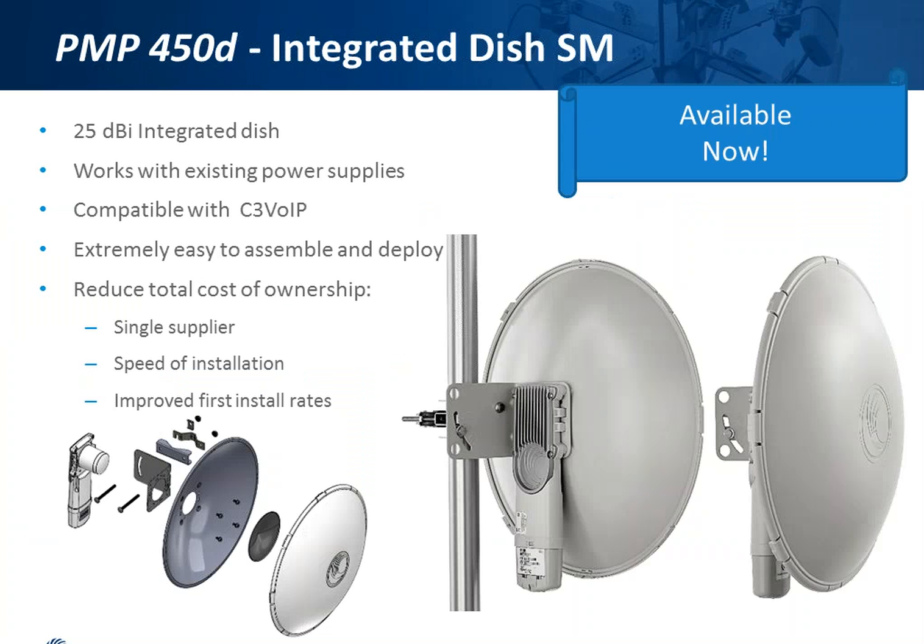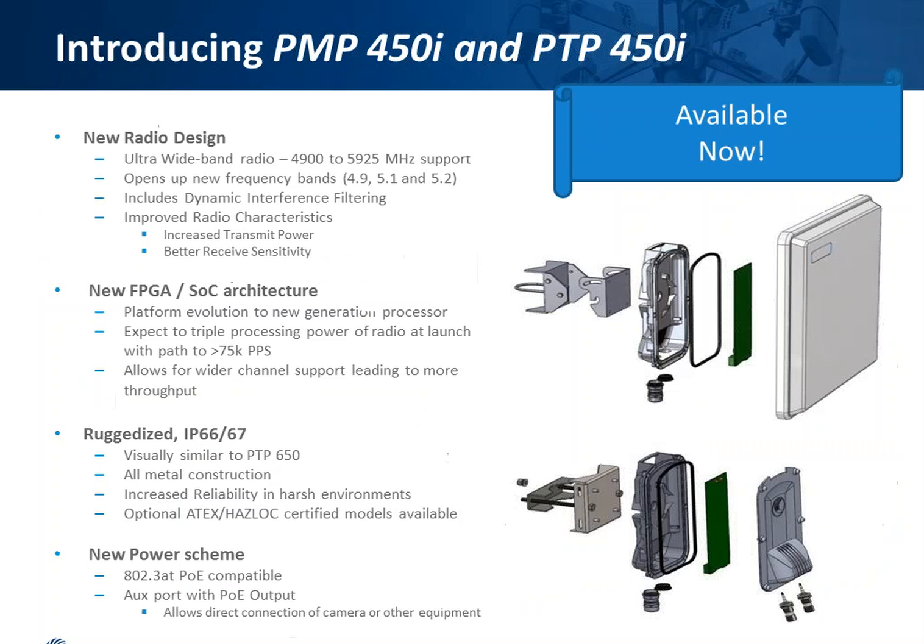So the 450D, just to quickly go through the new products so that you become familiar with them. It's an integrated parabolic dish on the existing subscriber module, providing 25 dB of gain in total. This is a great package, very easy to assemble and deploy, with very few parts to put together. It assembles in under 2 minutes and can be hung and aimed very easily. It provides about a dB or a dB and a half more gain than even the offset reflector dish. This is available in the 5 gigahertz band.